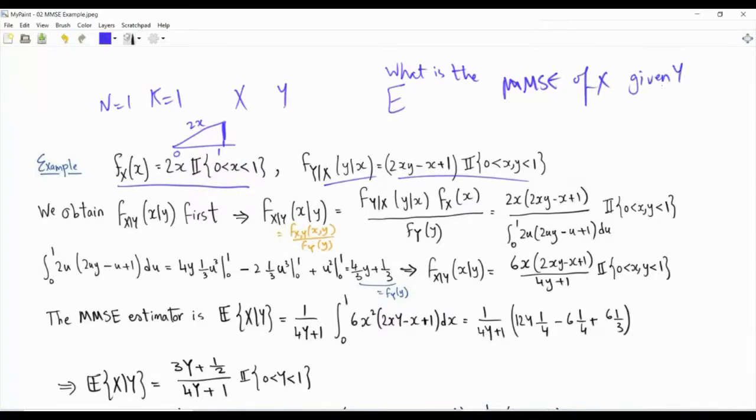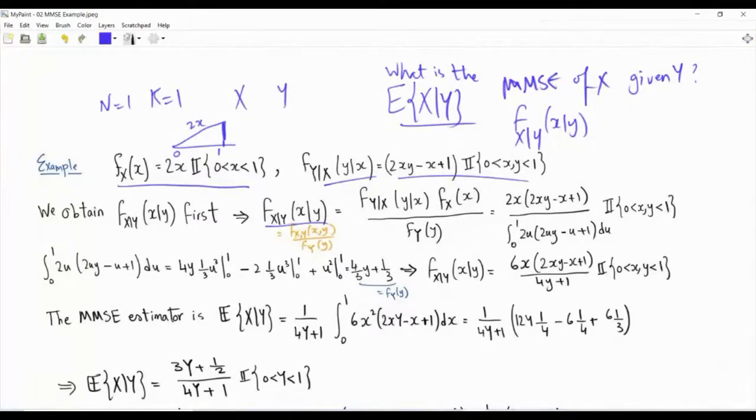Again, you do not need to reinvent the wheel. We know now the result of this question, and you should use it directly. It's basically the expectation of x given y. And to compute the expectation of x given y, you need the distribution of x given y. So you start your problem by finding the distribution of x given y.